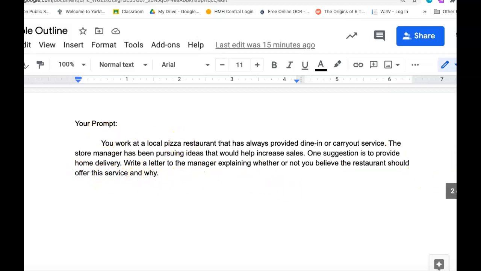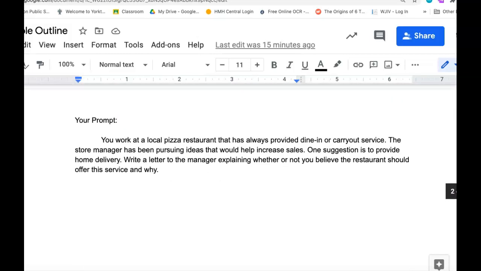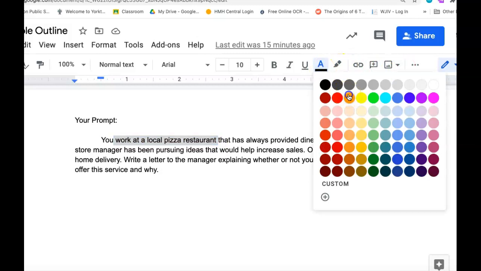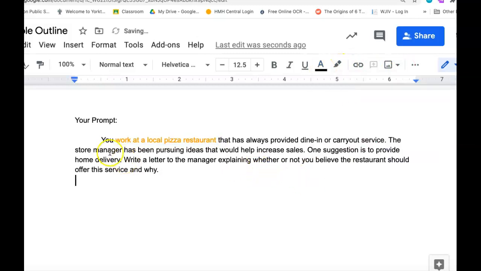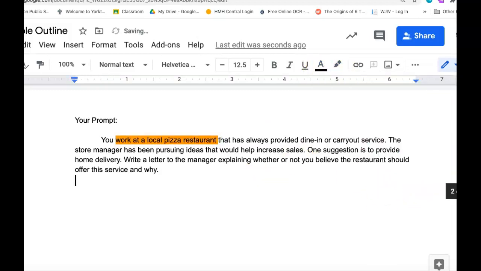Okay, so the first thing we're going to look for, remember, in orange, up here it was production associate. We are going to look for what is the job title down here. So work at a local pizza restaurant. Oh, I should do the highlight color actually. There we go, work at a local pizza restaurant.